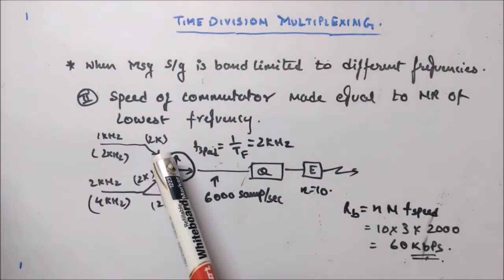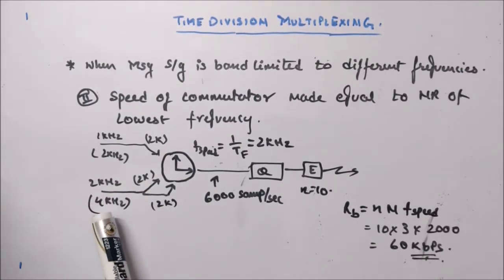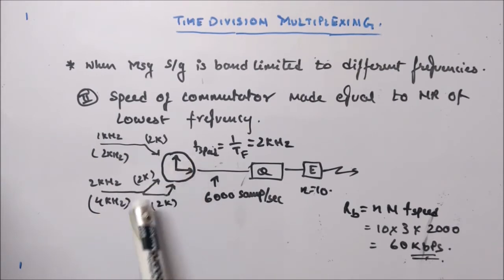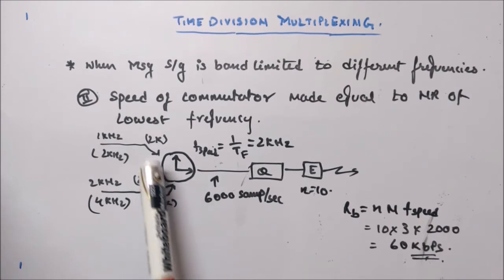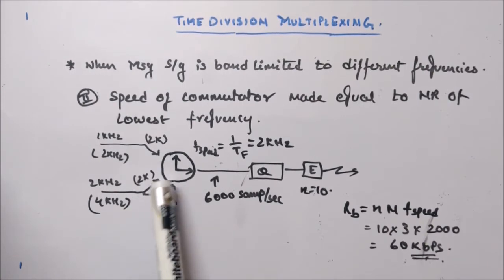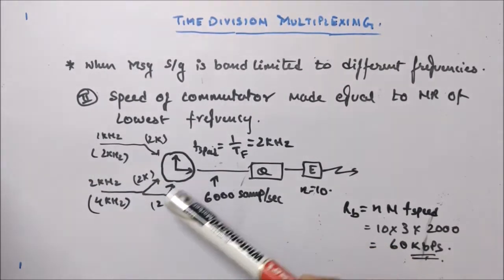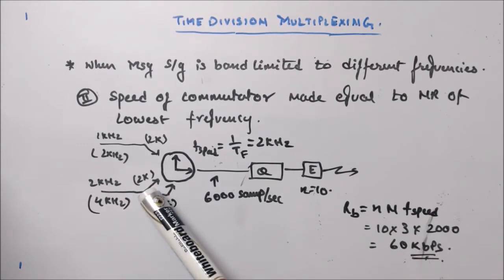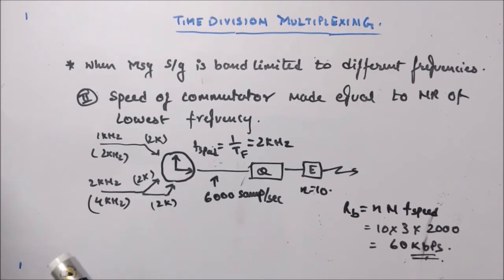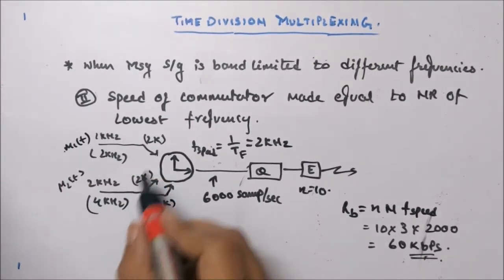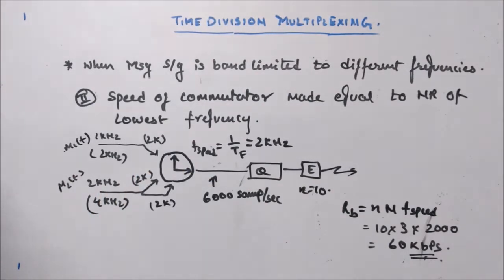Okay, so now what will happen to this one? Since this needs 2 kilohertz and the commutator speed is 2 kilohertz, it will divide into two parts. So instead of going through one branch, it will go through two branches. So this one will be sampled at 2K. Out of 4K, 2K will be sampled once and 2K will be sampled again. So this message 2 signal M2 will be sampled 2 times and M1 will be sampled 1 time.